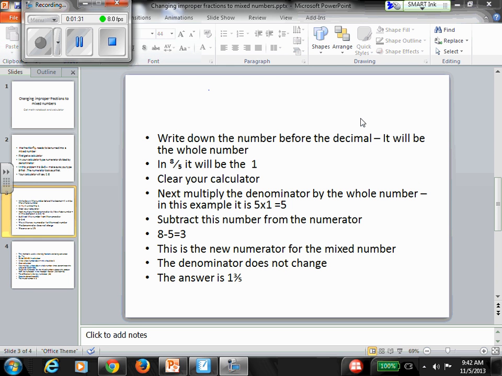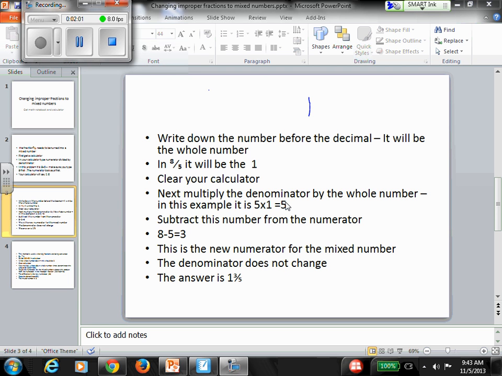Now, the first thing I want you to do is look at the 1. That is the number in front of the decimal. So I want you to write that number down. It is considered the whole number when you divide. So you're going to make a big number 1. Now I want you to clear your calculator. So on your paper, you should just have written 1. Nice one, huh?